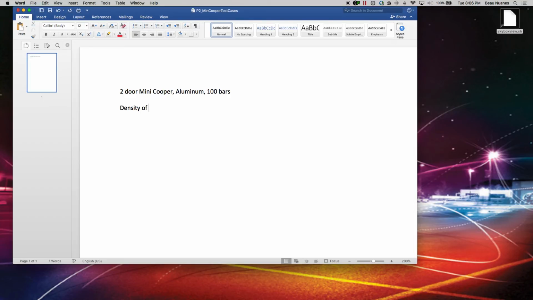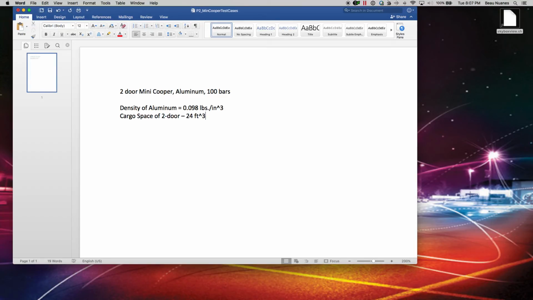So the density of aluminum that I got by doing an internet search is 0.098 pounds per inch cubed. And then the cargo space of a 2-door is going to be 24 cubic feet. And that comes from our spec.